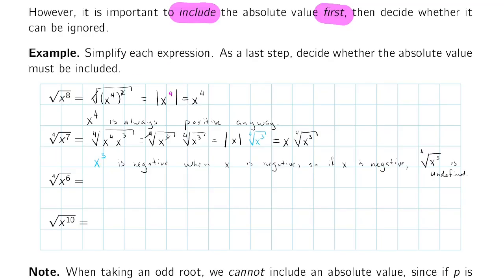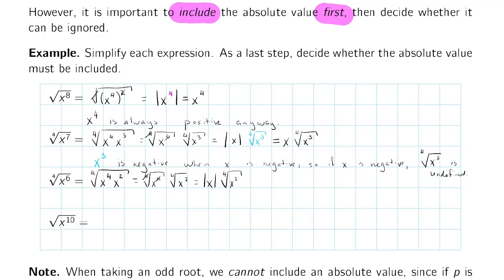In this next example, we have the 4th root of x to the 6th. So 6 is 4 plus 2. So we have the 4th root of x to the 4th times x squared. So 4th root of x to the 4th, 4th root of x squared. Cancel the 4th power and the 4th root. And we have absolute value of x times the 4th root of x squared.